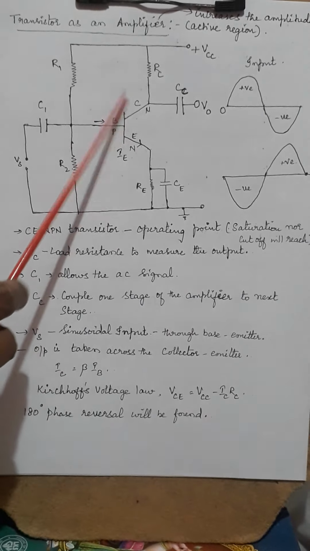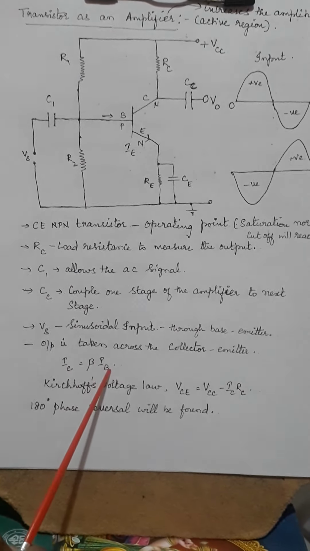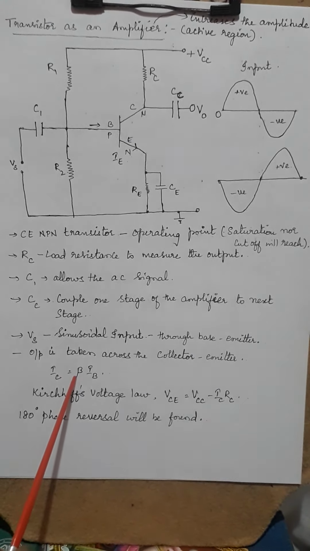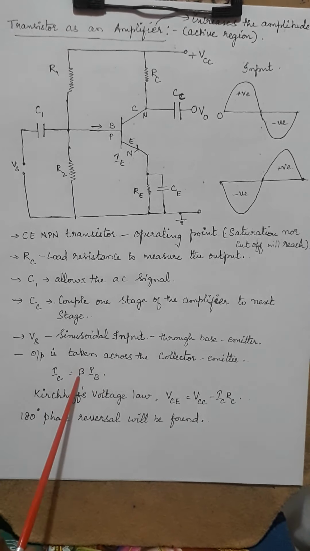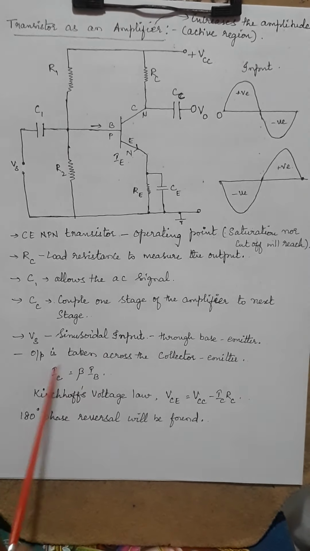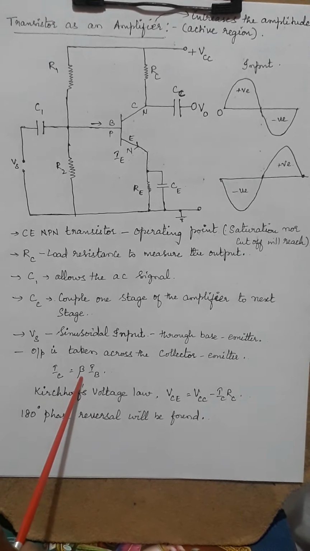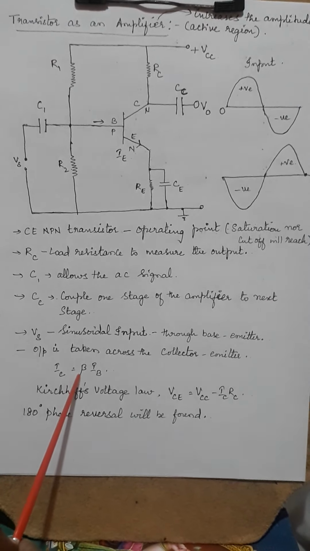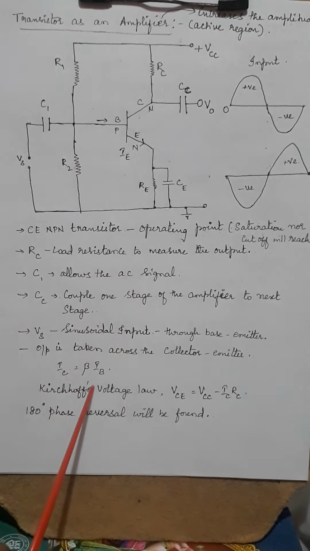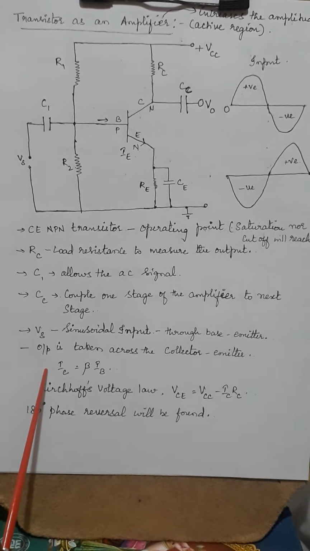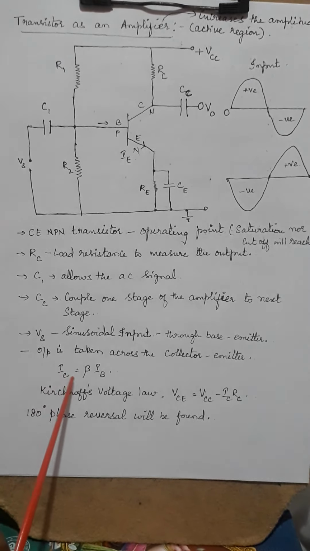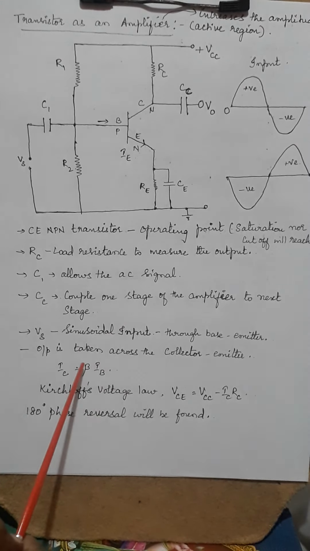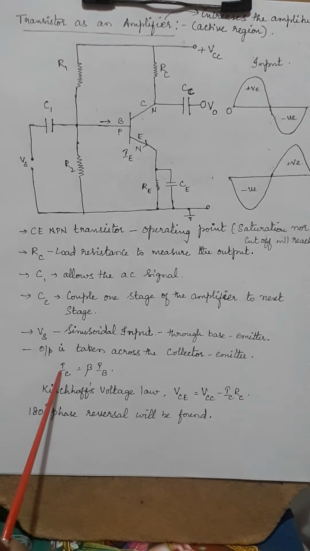The current IC will be equal to beta times IB. We have studied what beta is. Beta is nothing but the current gain. So the current gain beta is equal to IC by IB, so IC will be equal to beta times IB. Generally beta will range between the values of 50 to 300. It depends upon the transistor. So if I give 1 microampere as IB, then it is multiplied 50 or 100 times, and you get the output current.